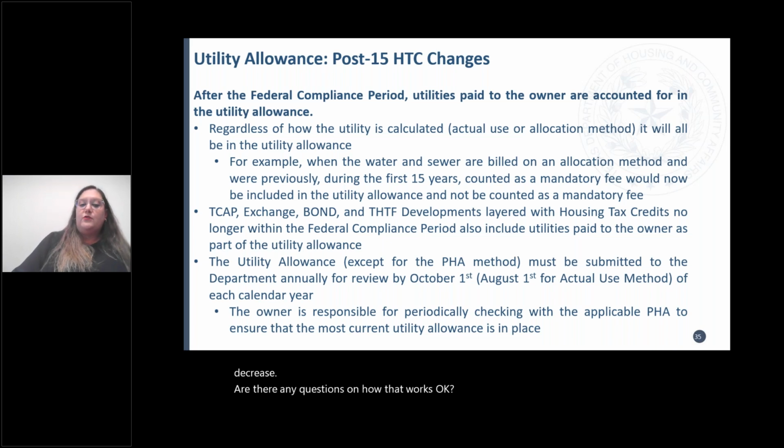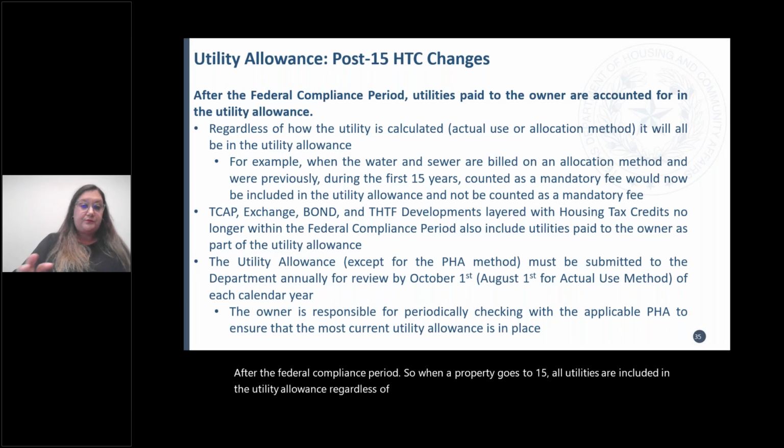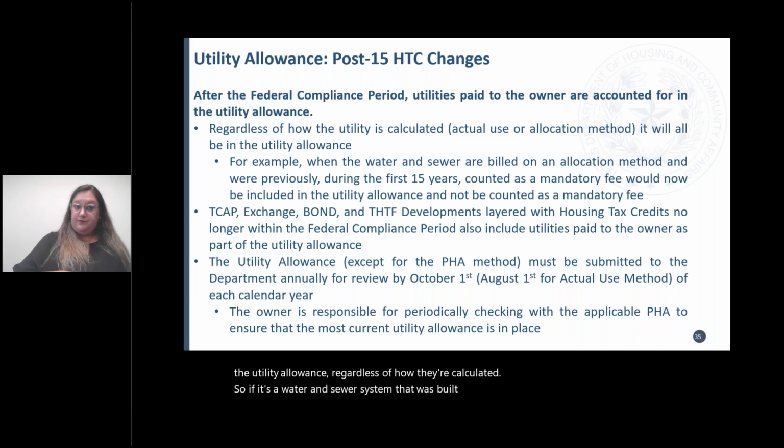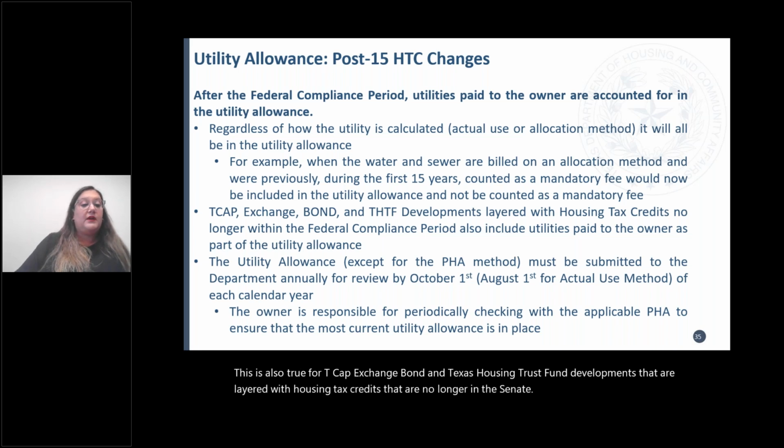So for after the federal compliance period, so when a property goes post 15, all utilities are included in the utility allowance regardless of how they're calculated. So if it's a water and sewer system that was built on RUBS, for the first 15 years, that's a mandatory fee. And for after that, it is now part of the utility allowance. This is also true for TCAP, Exchange, Bond, and Texas Housing Trust Fund developments that are layered with housing tax credits that are no longer in the federal compliance period.